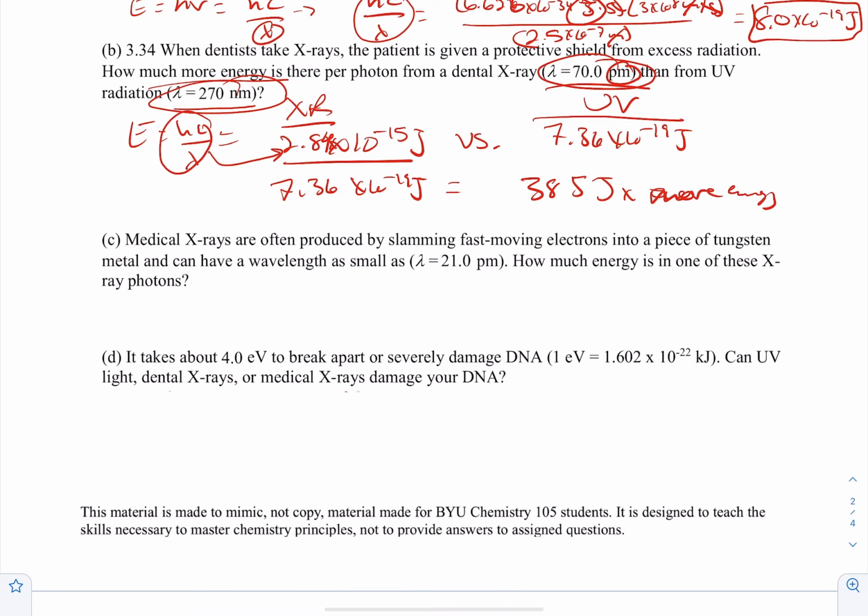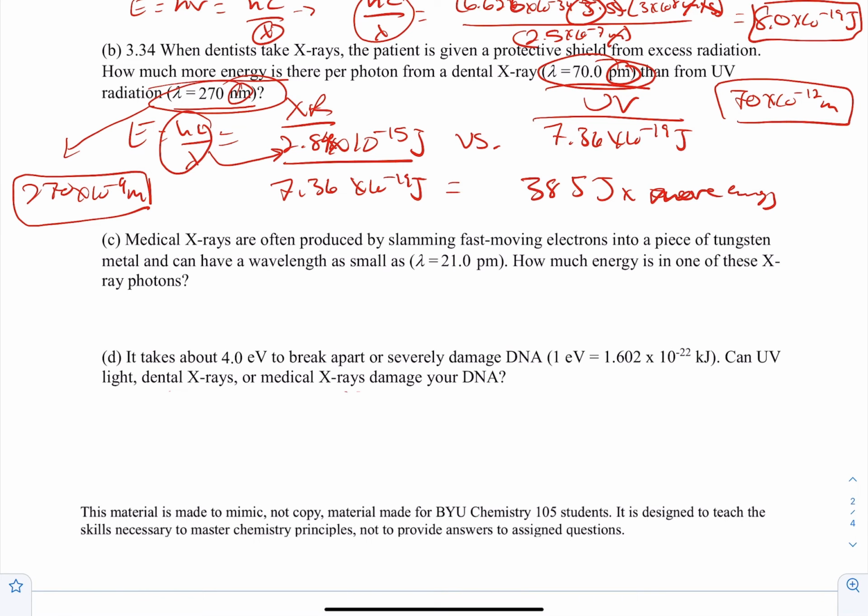Remember, when you're using picometers, this is going to be 70 times 10 to the negative 12th meters. That's what you'll want to use in your calculator. Here, you're going to want to say 270 times 10 to the negative 9th meters, since this is nano. Don't put in 270 on its own, and don't put 70 in on its own. You will get the wrong answers.